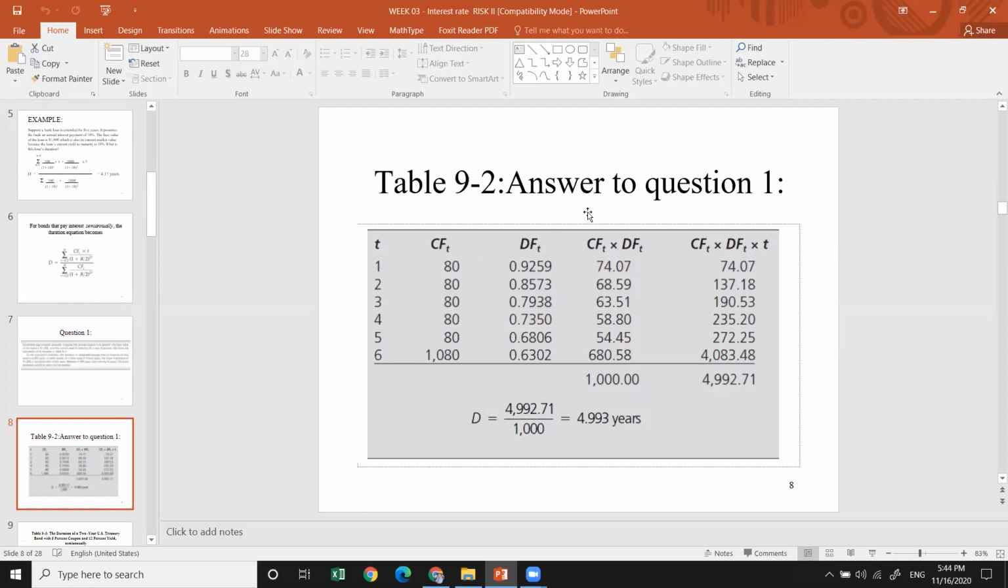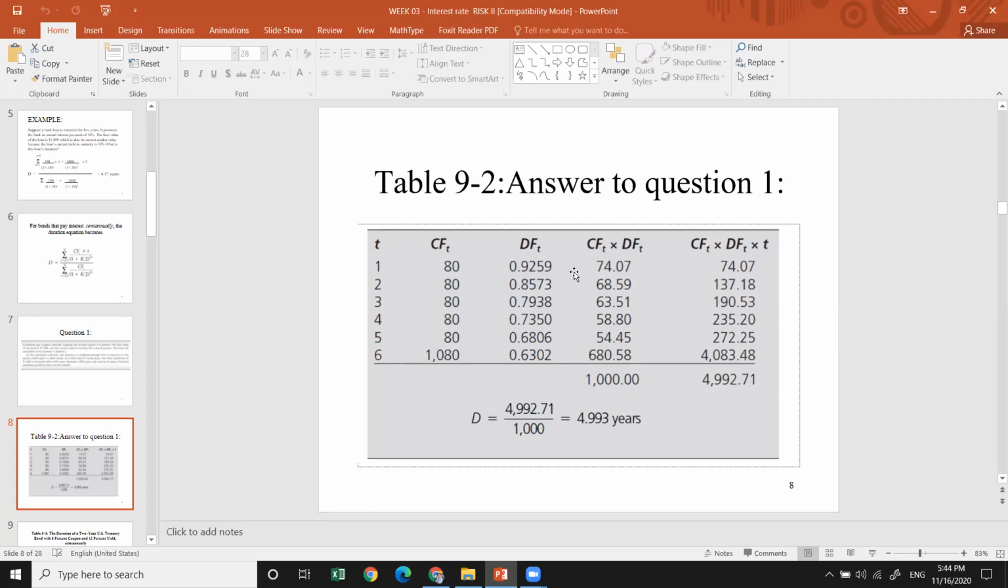What they do here is done in an Excel spreadsheet. The cash flows are given. This is the coupon payments, and this is the face value plus the coupon payment. Then they discount these values with the YTM rate, in each year. Then the cash flow is multiplied by the discount value. This is the discount factor.